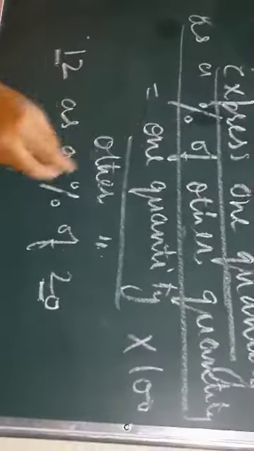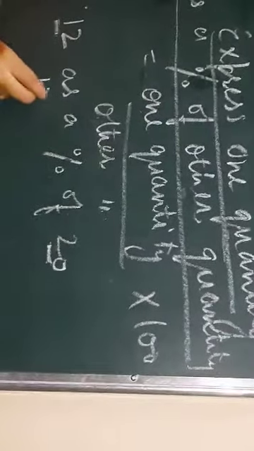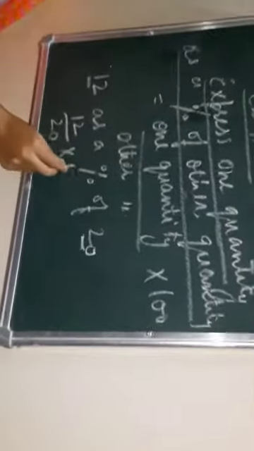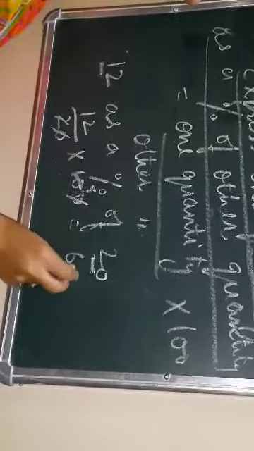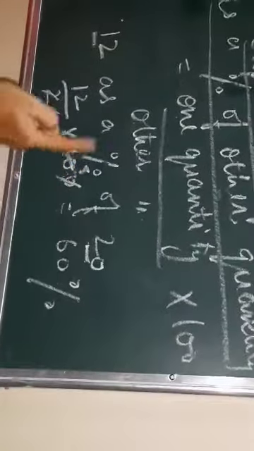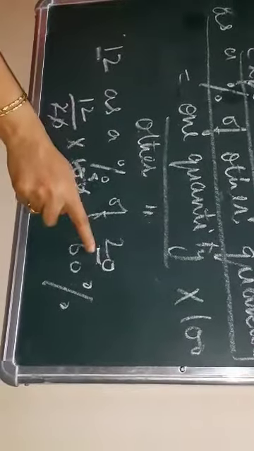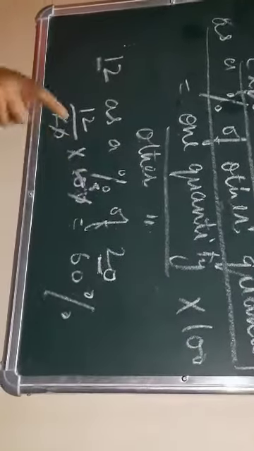Right? So for this there is a formula: one quantity upon the other quantity into 100. So you can write 12 upon 20 into 100. Just cut it by 5 and the answer is 60%. So that means 12 is 60% of 20. Is it clear? You write the first quantity in the numerator, the other quantity in the denominator, and multiply it by 100, and your answer comes out to be 60%.